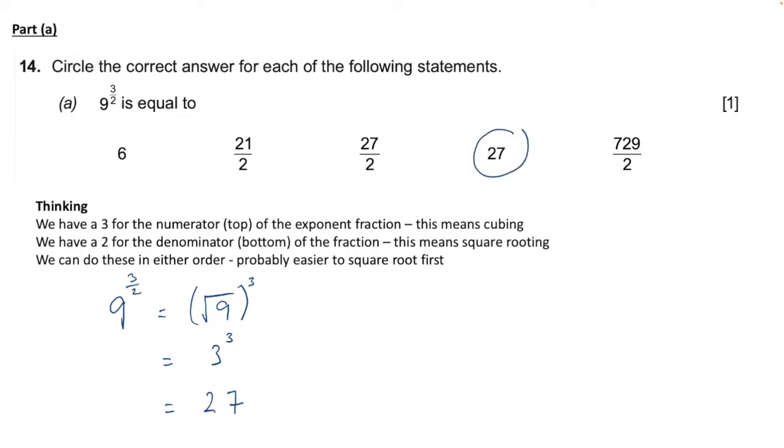If we'd done it the other way round, we would have had 9 to the power of 3 over 2 is the square root of 9 cubed. And 9 cubed is 729. And not many of us will know that the square root of 729 is 27. Unless we've watched this video, of course. So the blue version, the first version, is probably better.